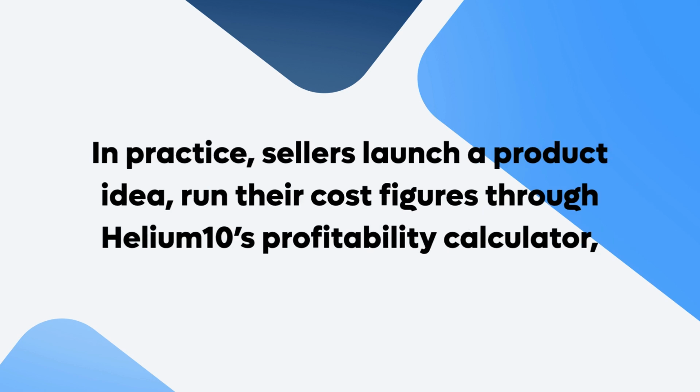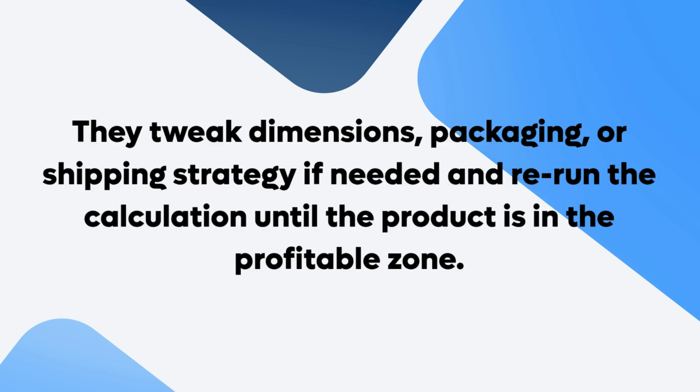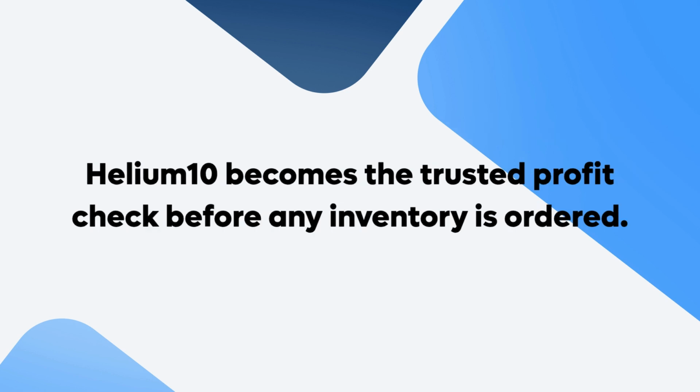In practice, sellers launch a product idea, run their cost figures through Helium 10's profitability calculator, and see if the product meets their minimum margin threshold, often 25% or more. They tweak dimensions, packaging, or shipping strategy if needed, and rerun the calculation until the product is in the profitable zone. Helium 10 becomes the trusted profit check before any inventory is ordered.